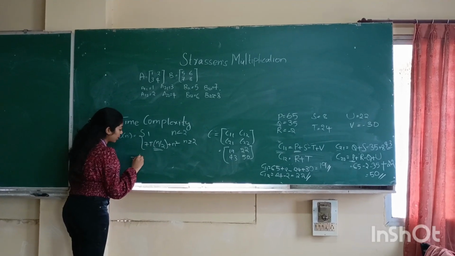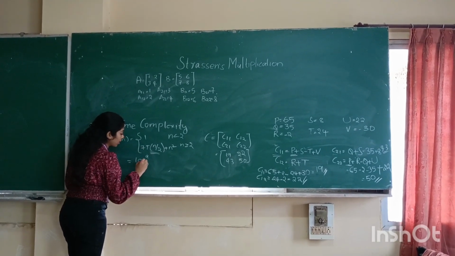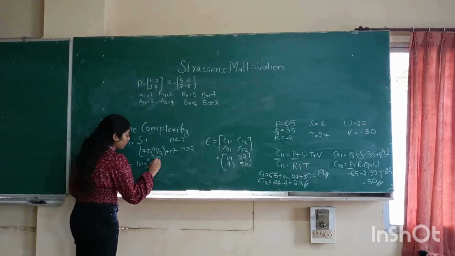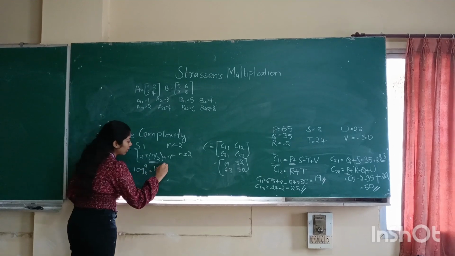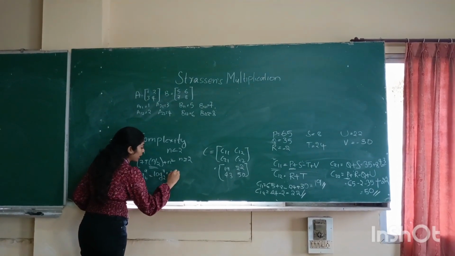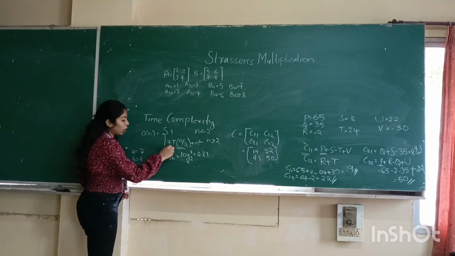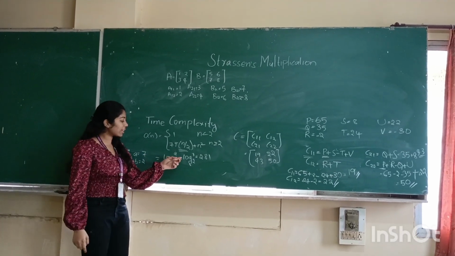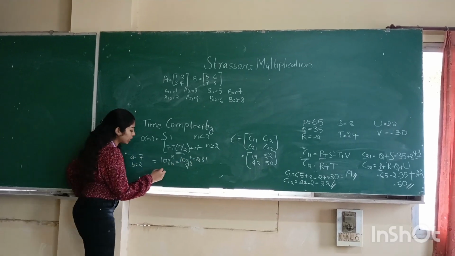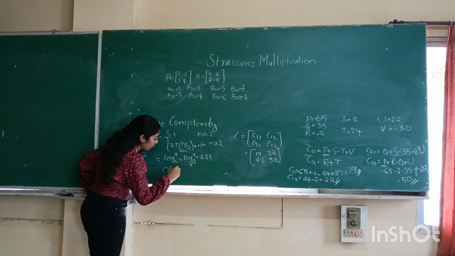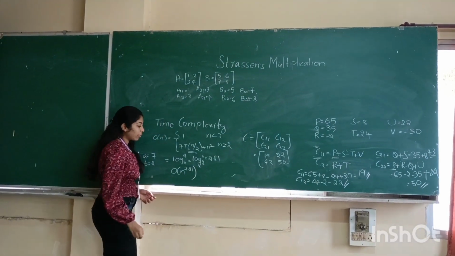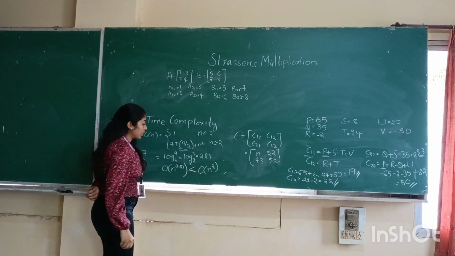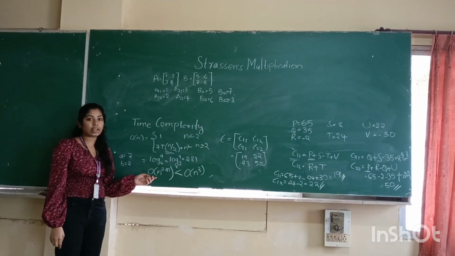So the final it will be log a to the base b, where a is 7 and b is 2. So the time complexity will be log 7 to the base 2, which is 2.81. So we'll find the time complexity as log A to the base B. So A will be 7 and B will be 2. So log 7 to the base 2 will be 2.81. So the time complexity for Strassen's will be O of n power 2.81, whereas the traditional method is O of n power 3. This is less than the traditional method. So it is very efficient to choose Strassen's multiplication.